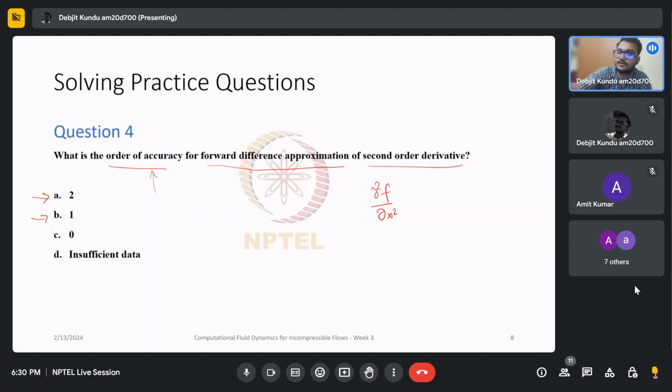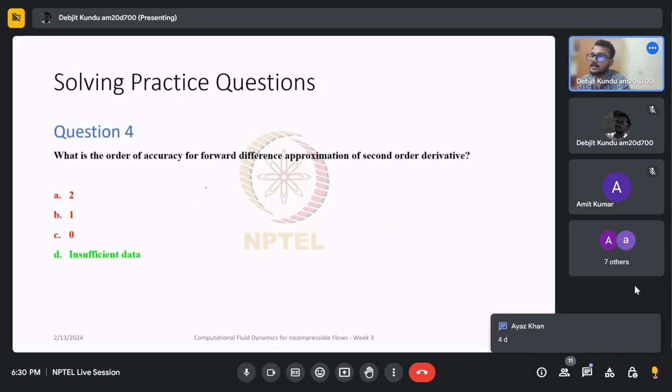Let's have a look at the solution. The solution is option D, insufficient data. Why? Because, okay, now someone has responded option D. Yeah, so you're correct. Thing is, I have not mentioned the number of points which are used for estimating the second order derivative.